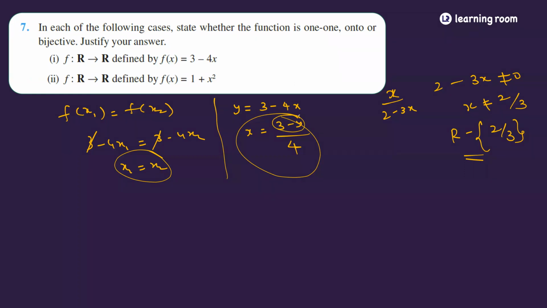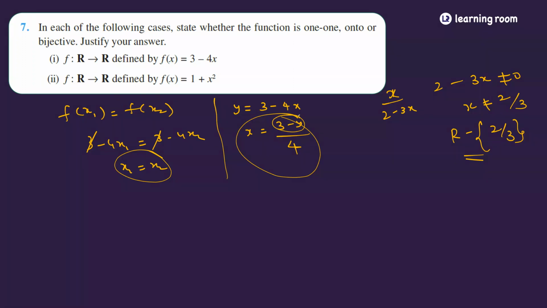But if the expression is in the numerator itself, then it will take all real values. Because we didn't say anything about this x, did we? We spoke only about one thing. What is it? The denominator should not be 0. So find those values that give you the answer.